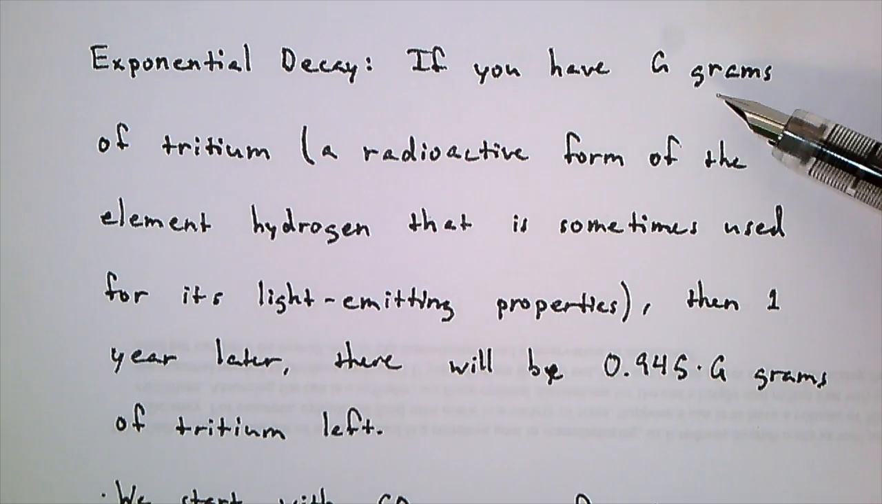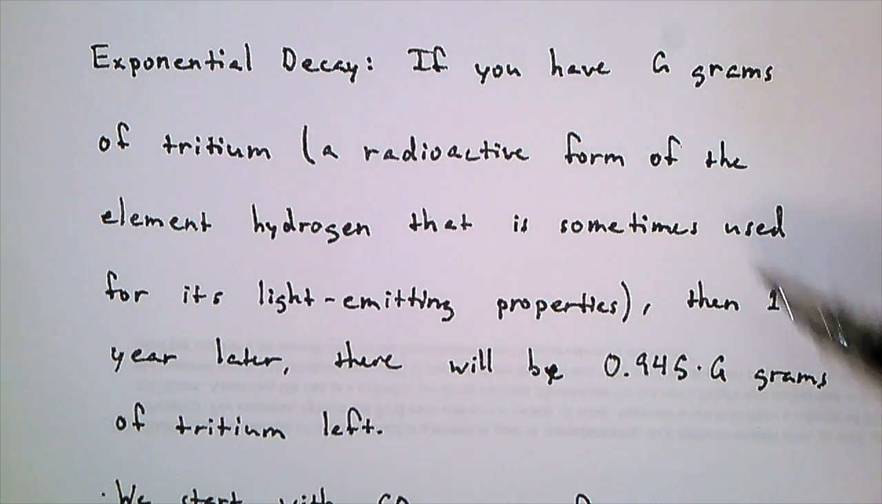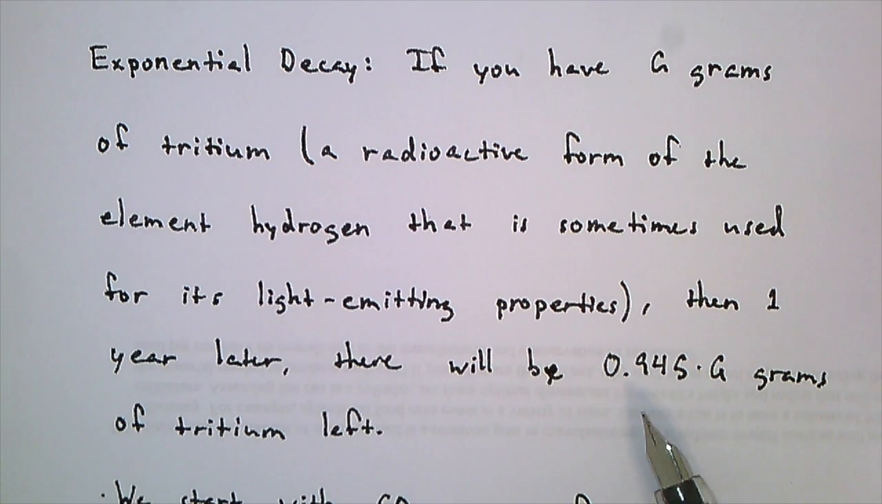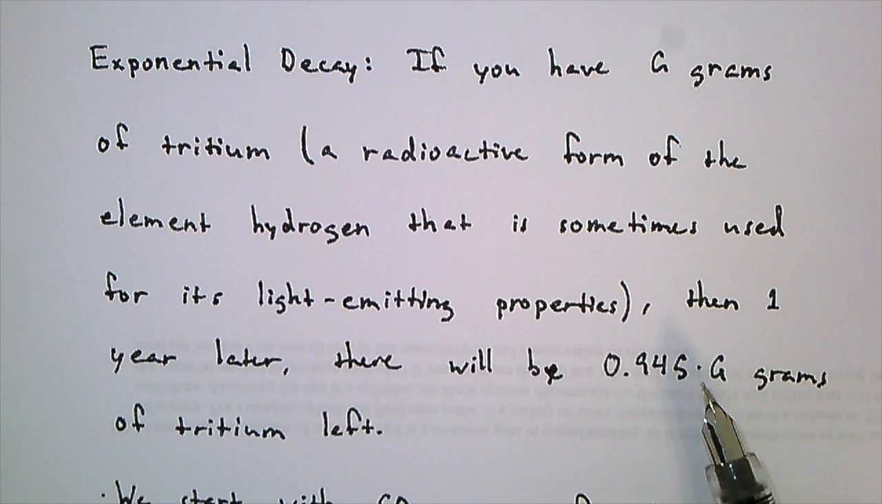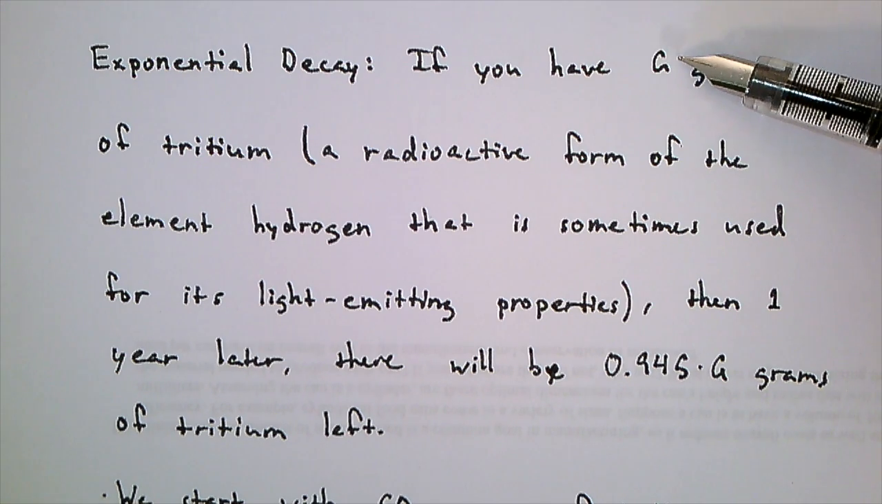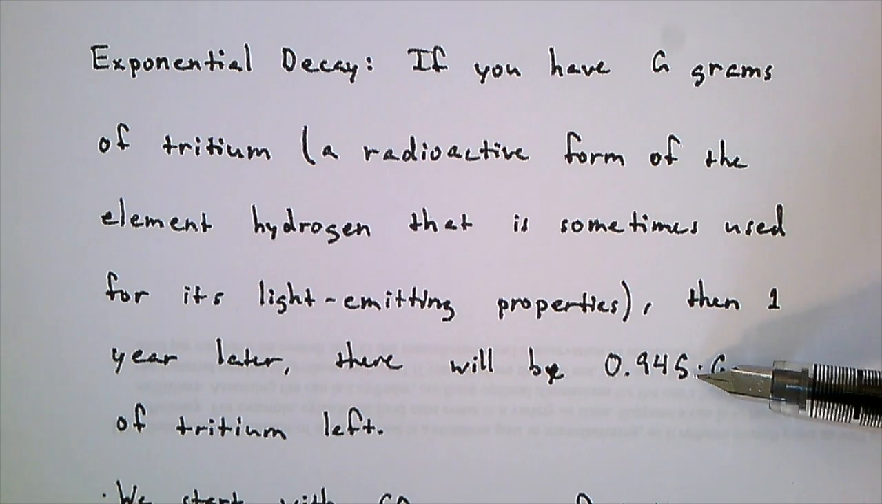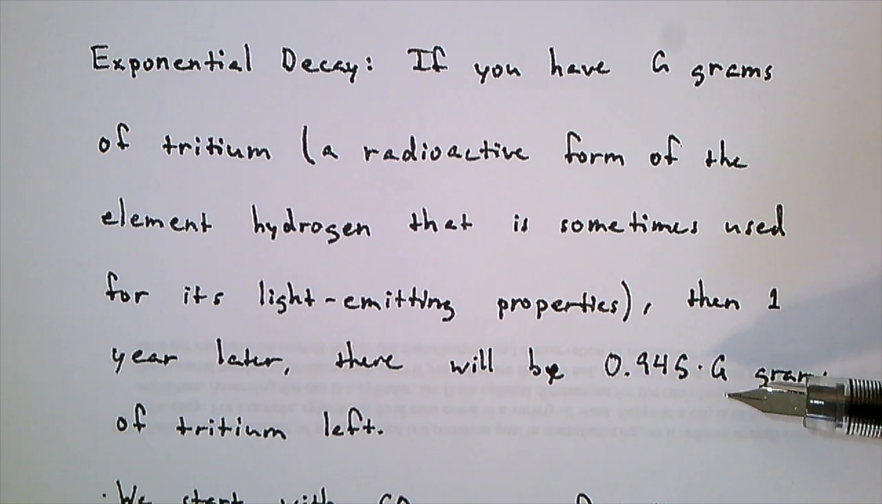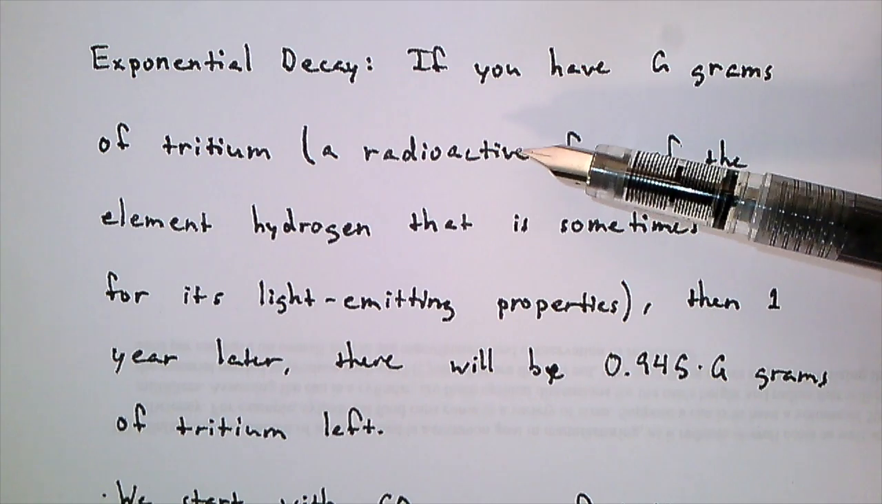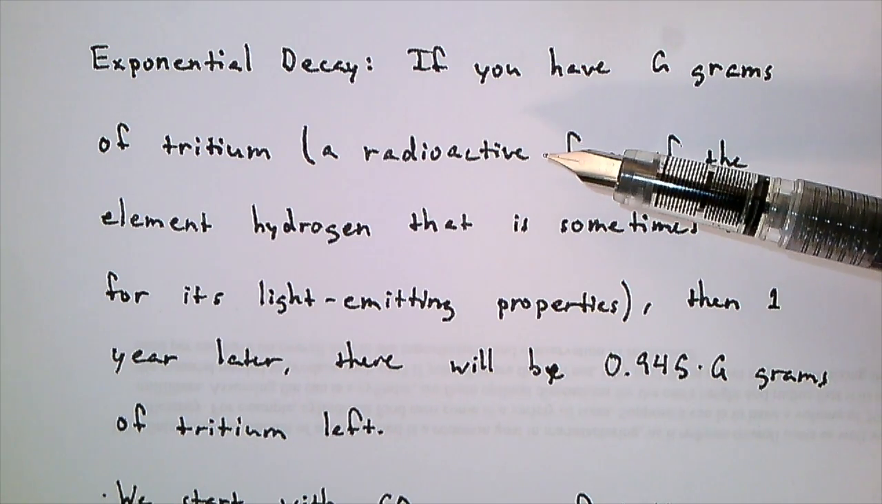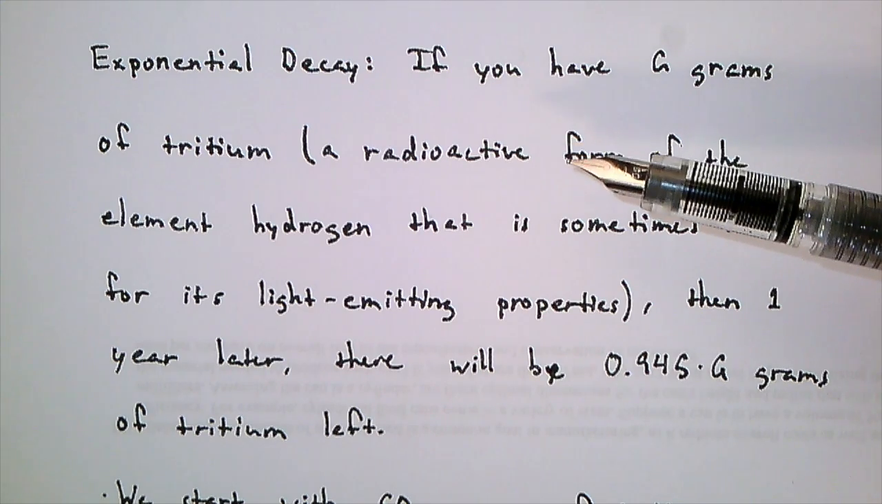So back to the problem, if you have g grams of tritium, then 1 year later, there will only be 0.945 times g grams of tritium left. What that means is, since we're multiplying by a number that's less than 1, the amount of material that's left is less than what we started with. So we started with g, and now we end up with a smaller multiple of g. This is because tritium is radioactive. Once it emits radiation, there's slightly less of it remaining.